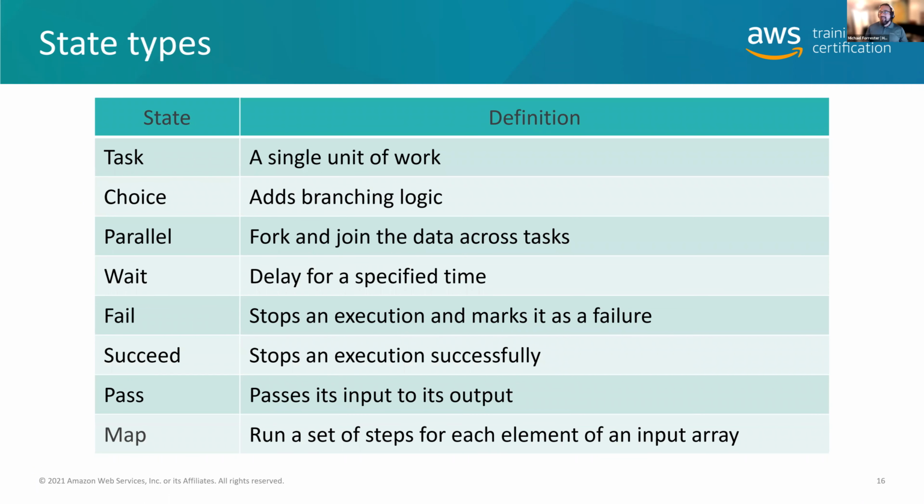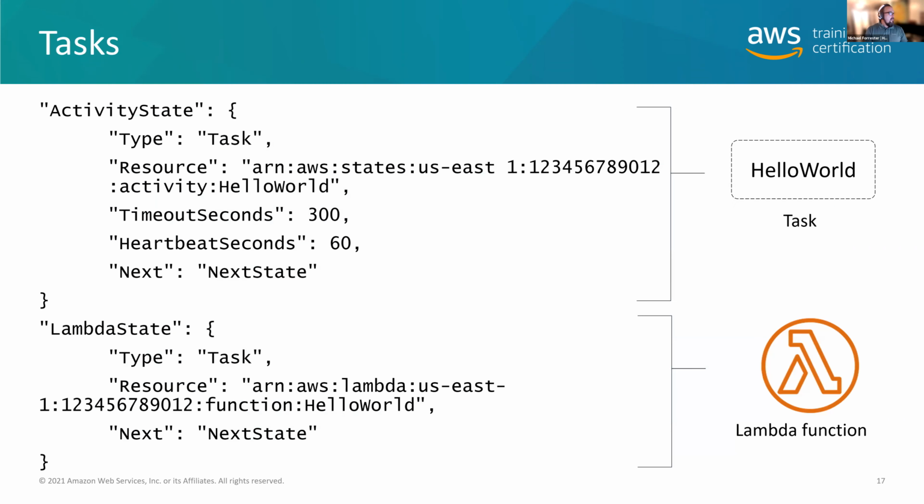And then we talked about the different state types that could exist here. A task, choice, parallel, wait, fail, succeed, pass, which we saw at the very beginning. And then run a set of steps for each element in an input array, right? And so here, again, another Lambda function. Then at the top actually is a hello world. So it looks like an external activity, like it's talking to some kind of activity call. So it looks like it's calling something that's not a function, maybe something external, right?